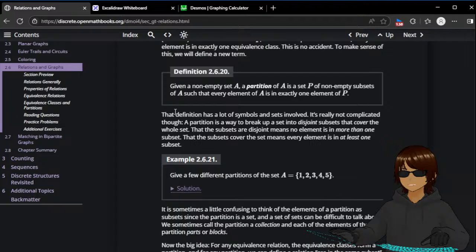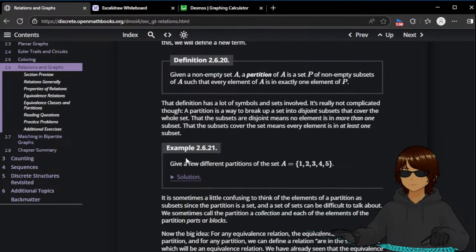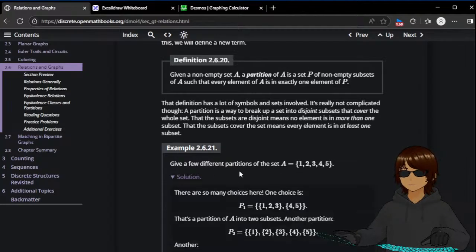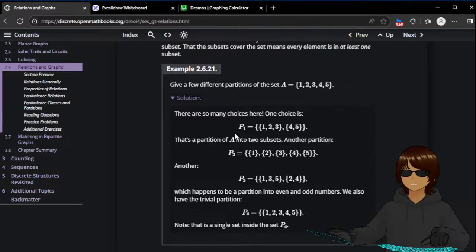That definition has a lot of symbols and sets involved, and it's not really complicated. A partition is a way to break up a set into disjoint subsets that cover the whole set. That the subsets are disjoint means no element is in more than one subset. Give a few partitions of the set. So 1, 2, 3 can be in one set, 4, 5 can be in one set. Oh, that is the first example.